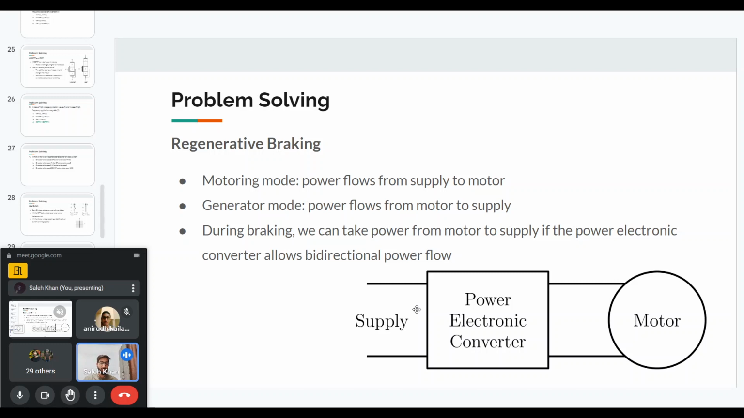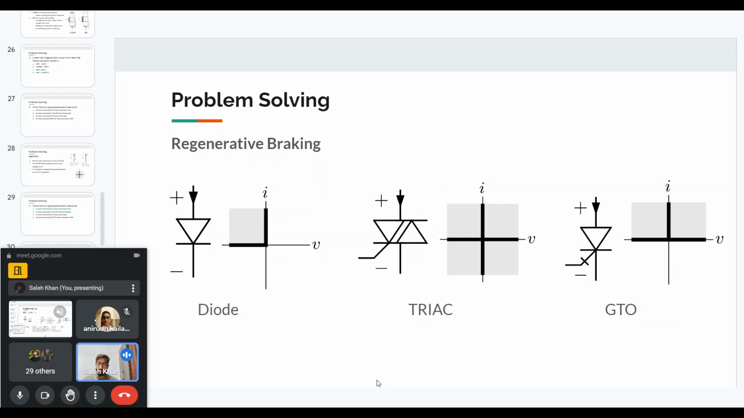And regenerative braking will happen if the power electronic converter allows bidirectional power flow. So it should allow power flow from the supply to the motor as well as from the motor to the supply. Okay, so the power electronic converter should have certain features that allow for regenerative braking. So now coming to the three options that we were given: the diode, the triac, and the GTO. The diode will block negative voltage and allow current in the positive direction. So it is a one quadrant device.